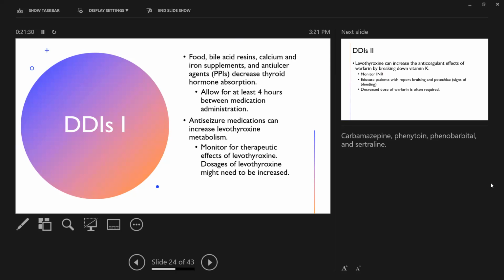Anti-seizure meds increase the degradation of levothyroxine. So you might have to adjust your levothyroxine up. So monitor for the effects of levothyroxine. Anti-seizure meds include things like carbamazepine, phenytoin, phenobarbital, and then also the SSRI sertraline.